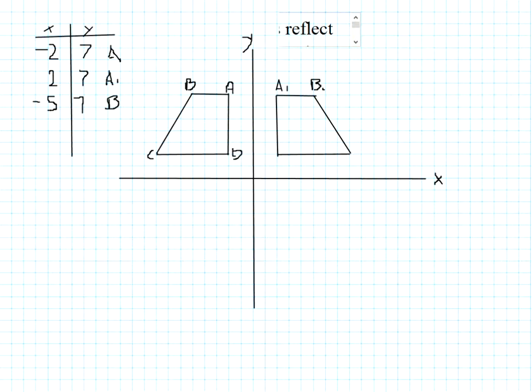Now, what do you suppose B prime is going to be? You can probably figure that out without doing the counting. If A was negative 2, 7, and A prime was 2, 7, and B is negative 5, 7, then B prime is going to be 5, 7. Excellent, Stephen. So they should be opposites.